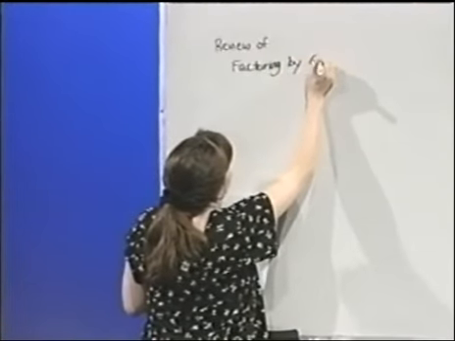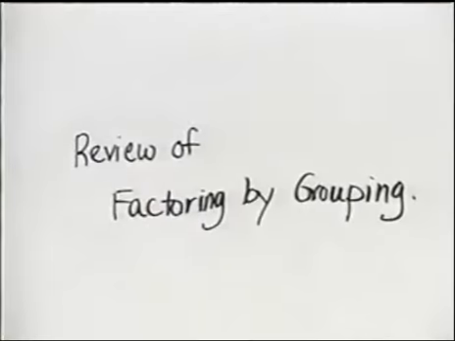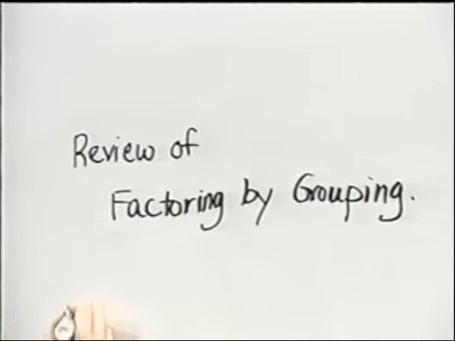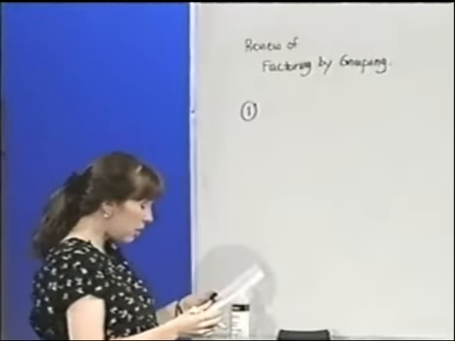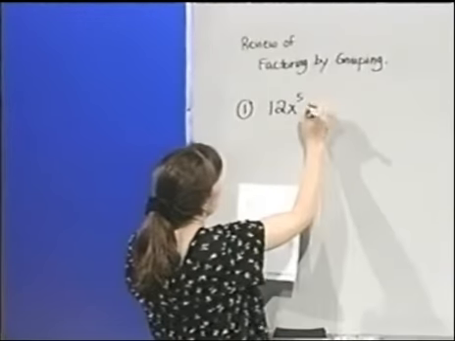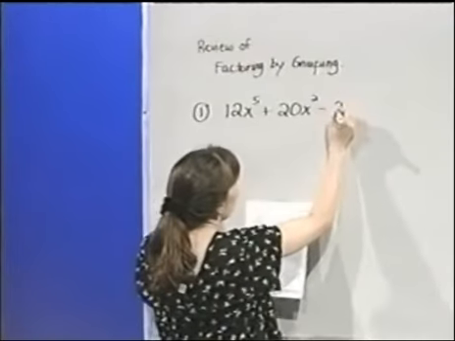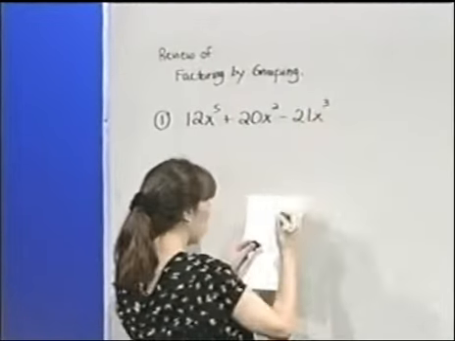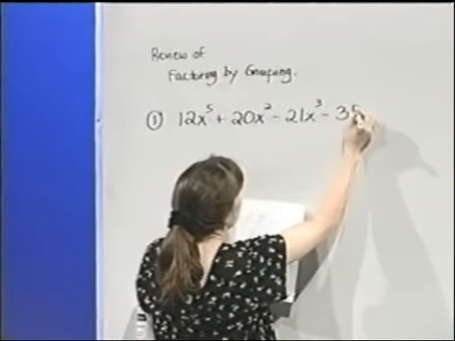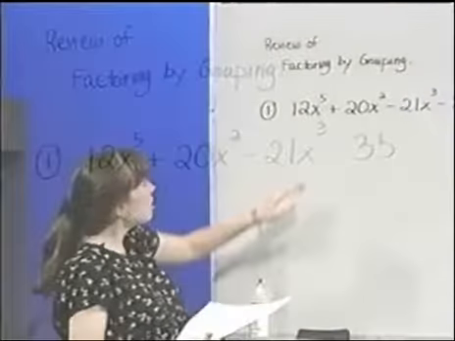And if you remember, you factor by grouping when you have 4-term polynomials. Okay, so let's look at an example here. Let's take the polynomial 12x to the 5th plus 20x squared minus 21x cubed minus 35. Okay? So 12x to the 5th plus 20x squared minus 21x cubed minus 35.